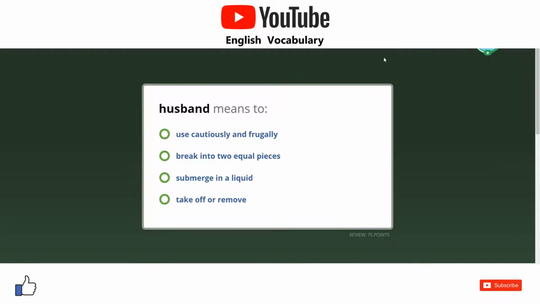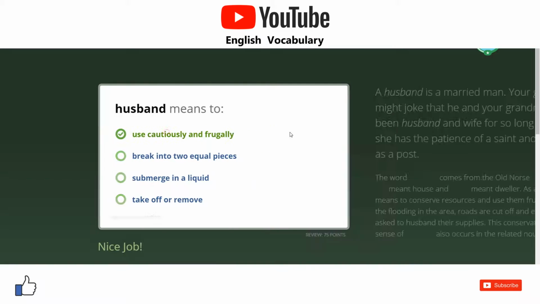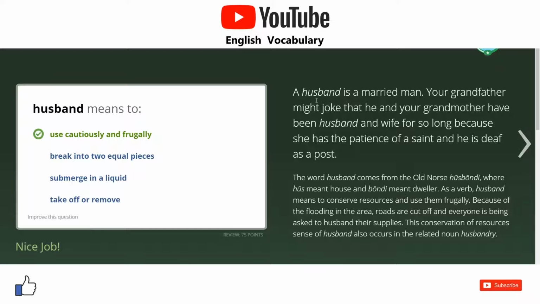Question 5. Which is the best definition for the verb, husband? A. Use cautiously and frugally. B. Break into 2 equal pieces. C. Submerge in a liquid. Or, D. Take off or remove. Nice job. A husband is a married man.